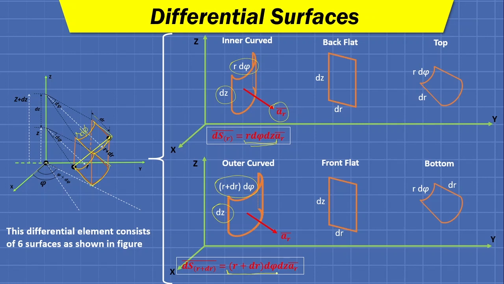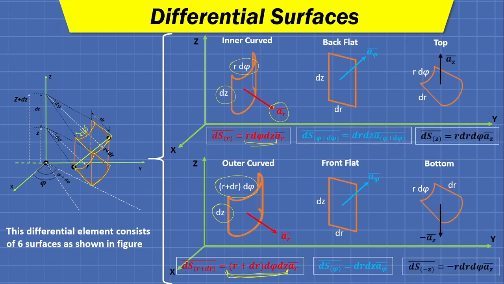This multiplication will give you the magnitude of this outer curved surface, and the direction of this surface will be again in the direction of r, or say radius. Same way for the back flat surface and front flat surface, we can show ds phi plus d phi bar, because the back flat surface is making an angle phi plus d phi with the x axis. So these two surfaces will have the same magnitude, but the direction will be different, because the back flat surface will have the direction a phi plus d phi bar, while the front flat surface will have the direction a phi bar.